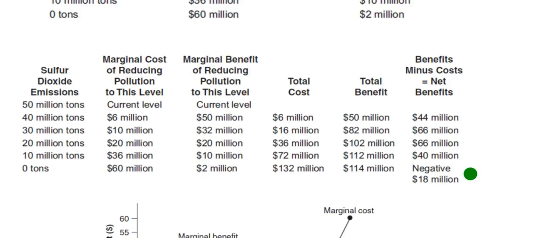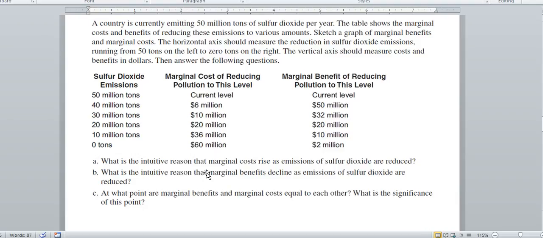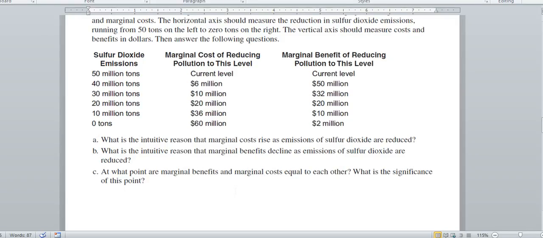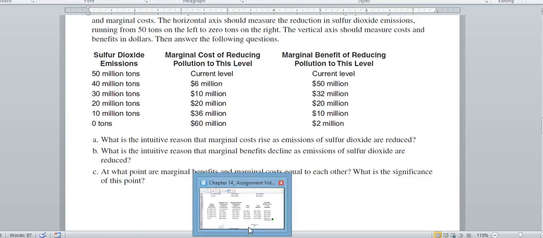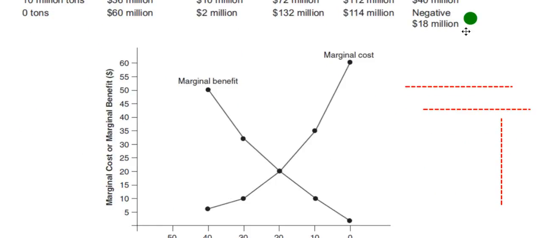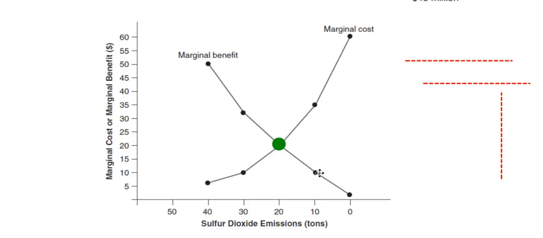So what we want to do is look at, well, we've already talked about the intuitive reason that marginal costs rise as we reduce pollution, and the intuitive reason that marginal benefits decline as we reduce pollution. We talked about that with my water example. So at what point are marginal benefits and marginal costs equal to each other? And what is the significance of this point? Well, that's this point right here, right? That's what we can call a market pollution equilibrium.